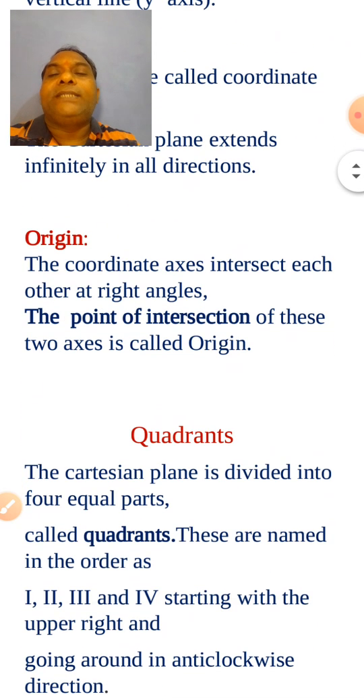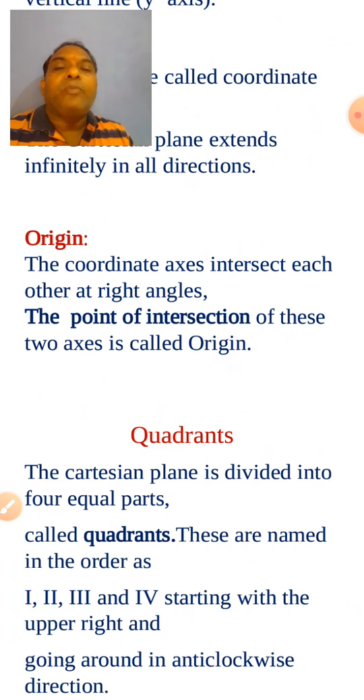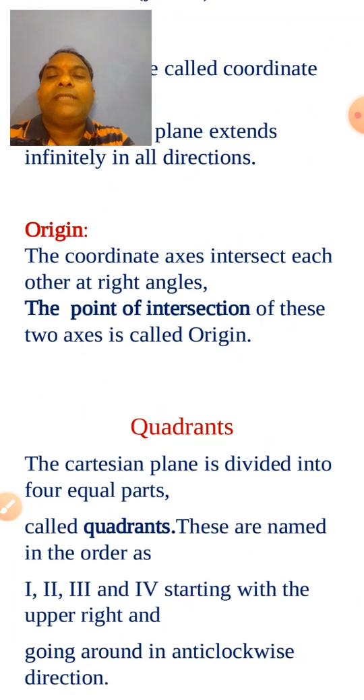Now, origin. The coordinate axes intersect each other at right angles. The point of intersection of these two axes is called origin.